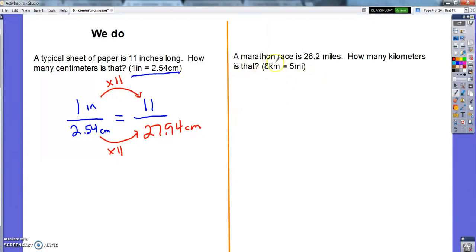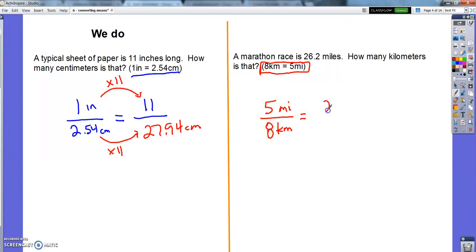A marathon, you may have heard the word marathon, is a long race. It is a little more than 26 miles. How many kilometers is that? The common conversion from miles to kilometers is that 5 miles is equal to 8 kilometers. Those are the measurements that pretty much line up. So if you run 10 miles, you run 16 kilometers, 15 miles, 24 kilometers, and so on. They come in about that ratio.